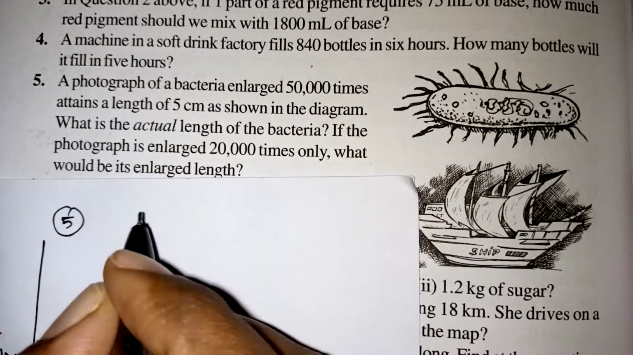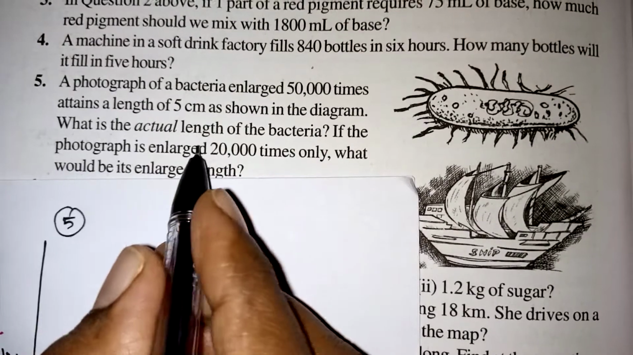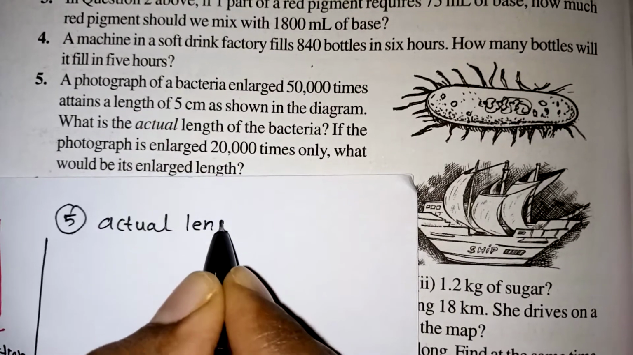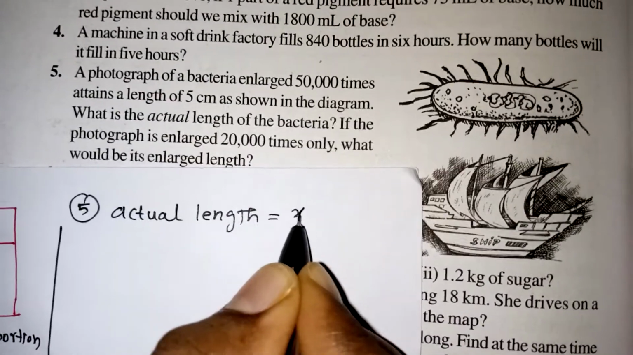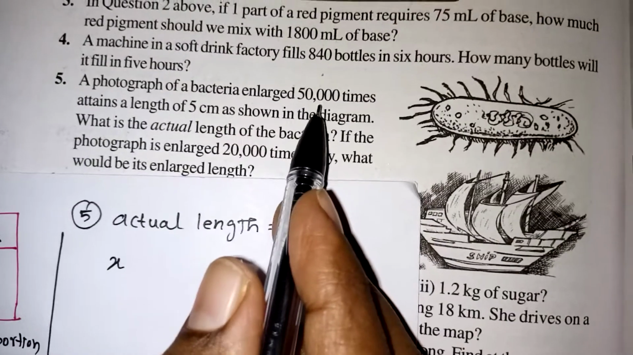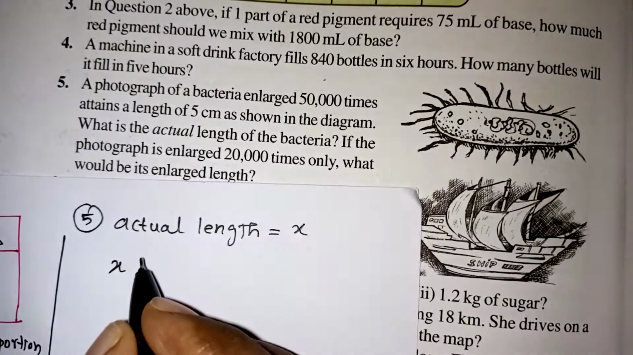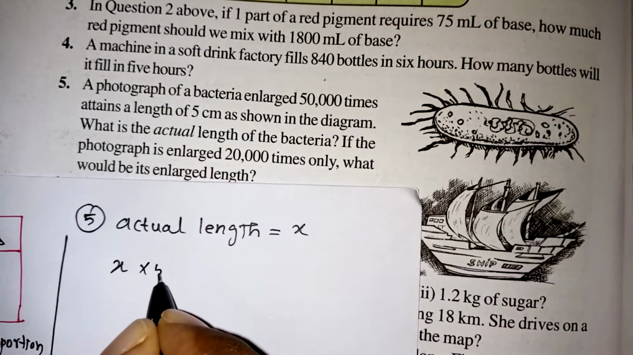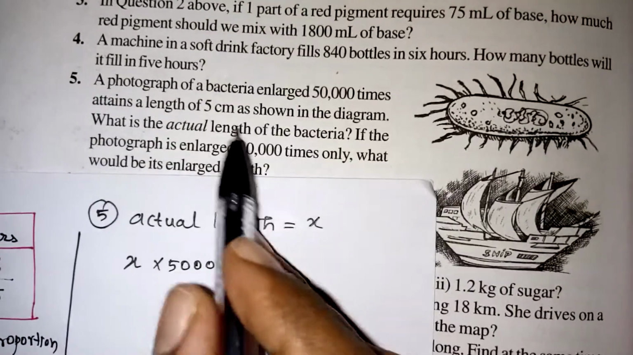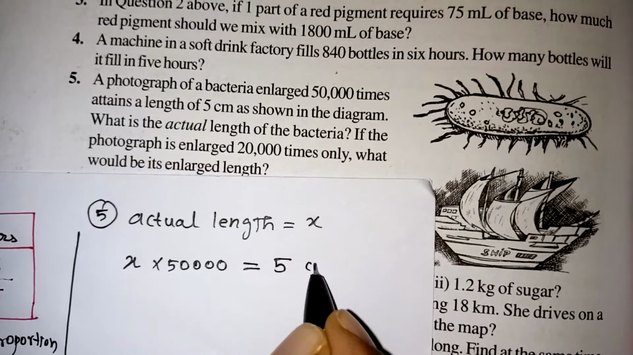Now the original length of the bacteria we don't know. That is the actual length we don't know. So let us consider the actual length of the bacteria as X. The actual length is enlarged how many times? 50,000 times it is enlarged. So X into 50,000 times will give you how many centimeters? 5 centimeters. So this is the given question.